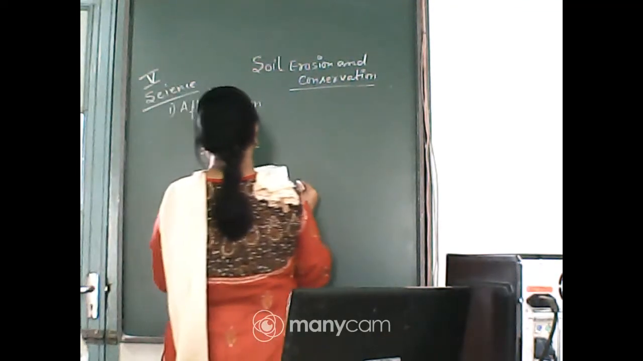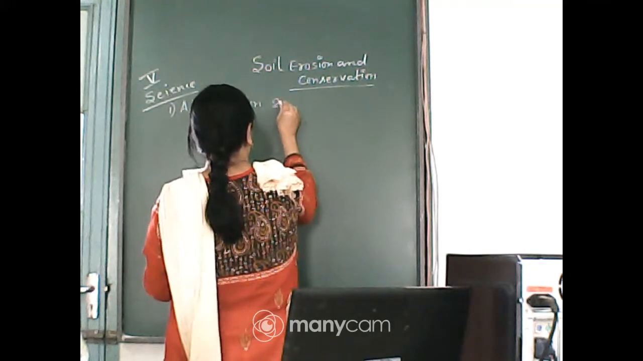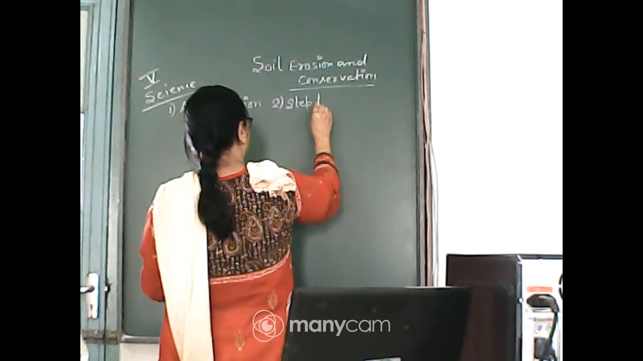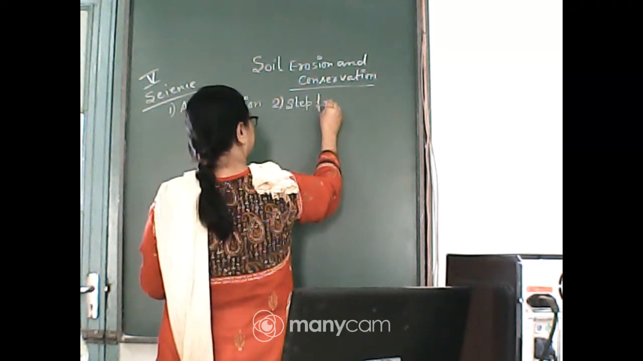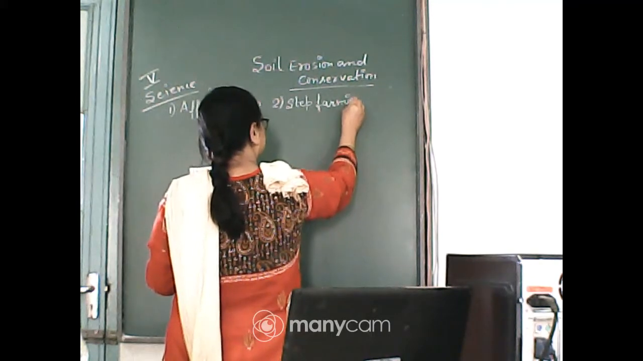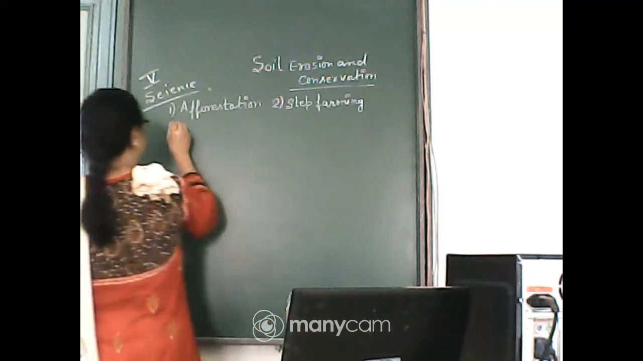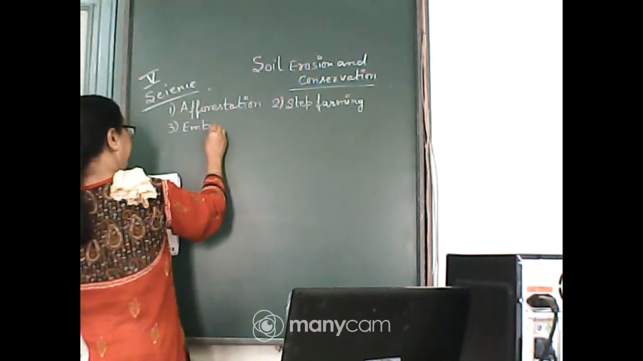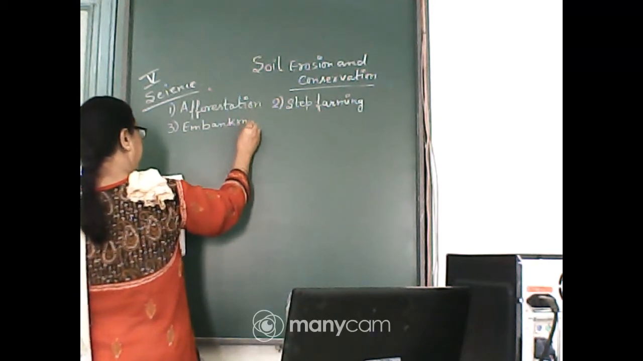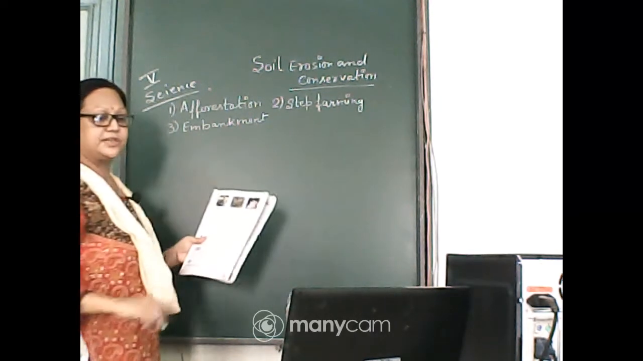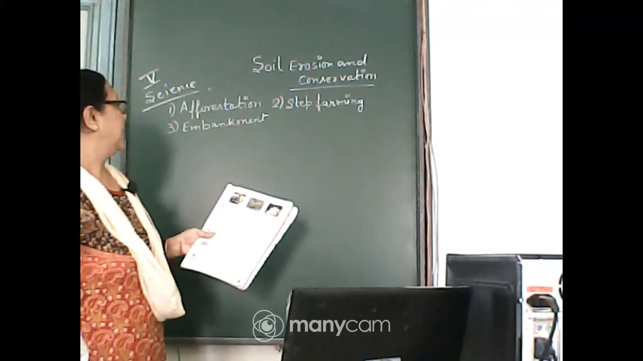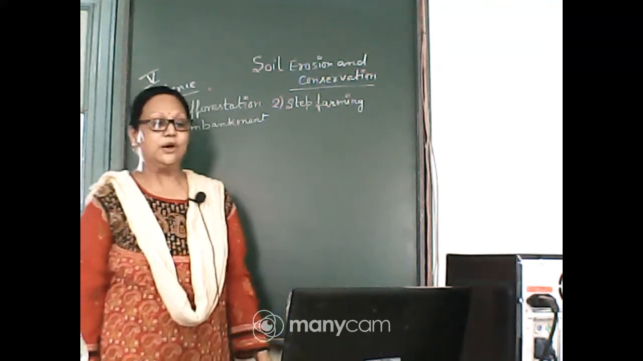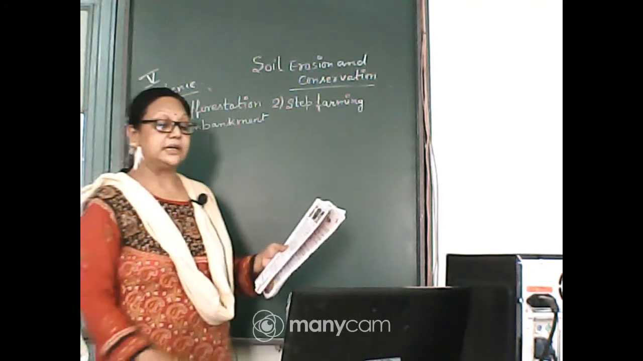Afforestation. Number 2 is step farming. Step farming, and the third one is embankment. So these are the pictures: number 1 afforestation, number 2 step farming, and number 3 embankments. Okay, so write down. Shori, you please turn off your camera.